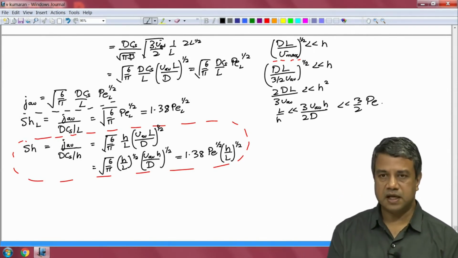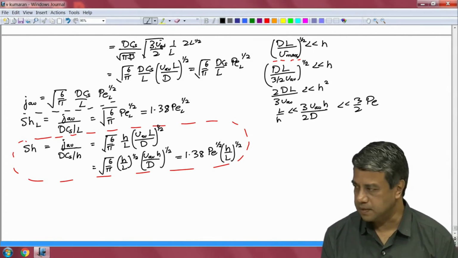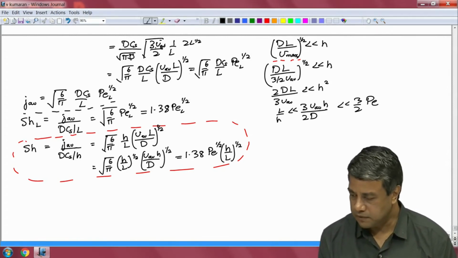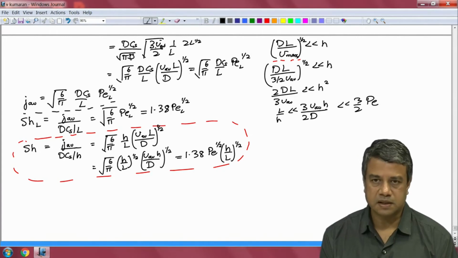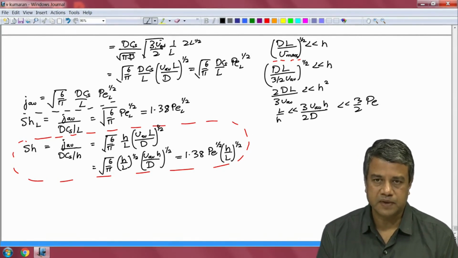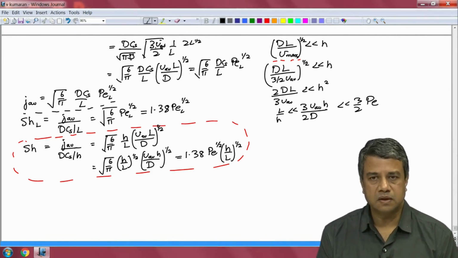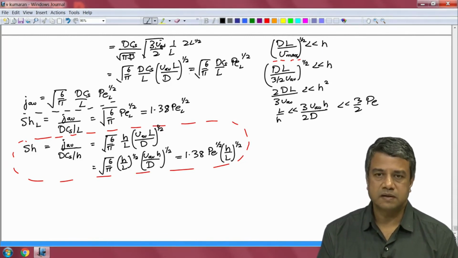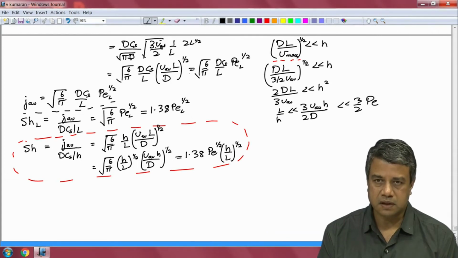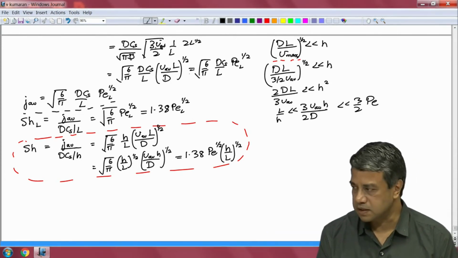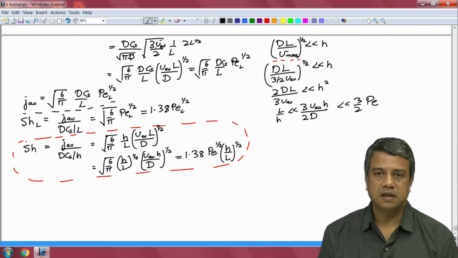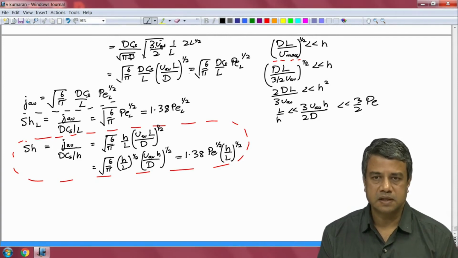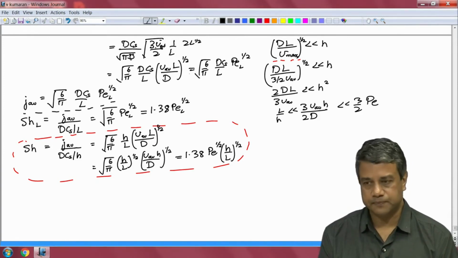So, L by h has to be much smaller than 3 by 2 times the Peclet number for this assumption that the penetration depth into the film is small compared to the total thickness of the film, so that I can assume that it is effectively diffusion into an infinite medium. So, that is the condition for the assumption that this can be approximated as diffusion into an infinite medium.